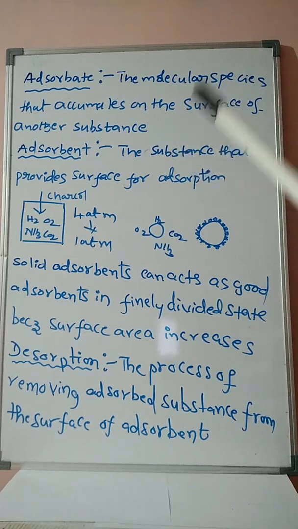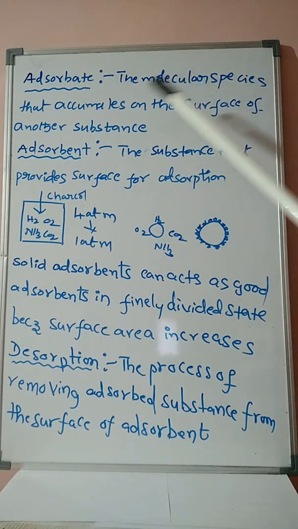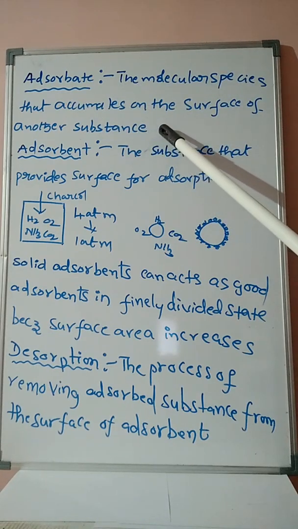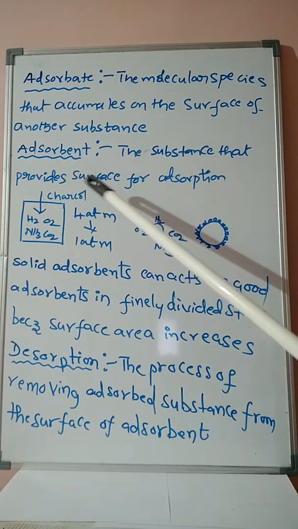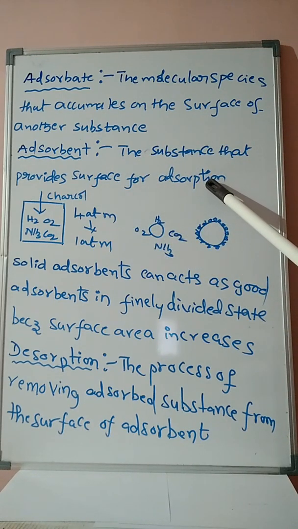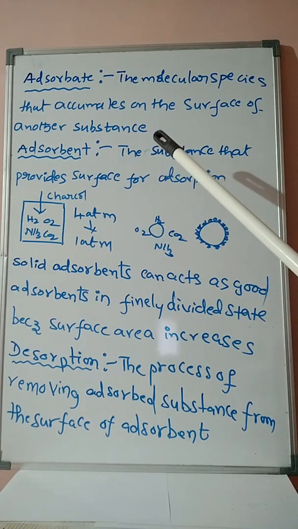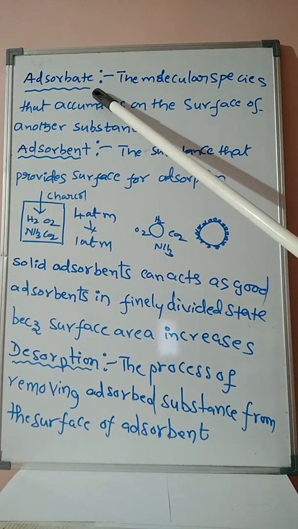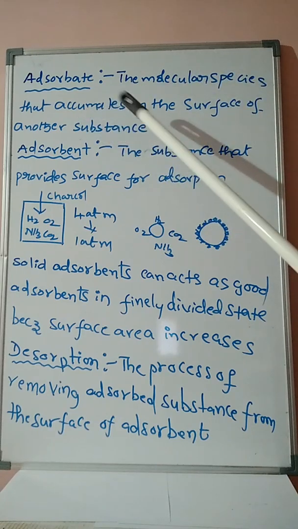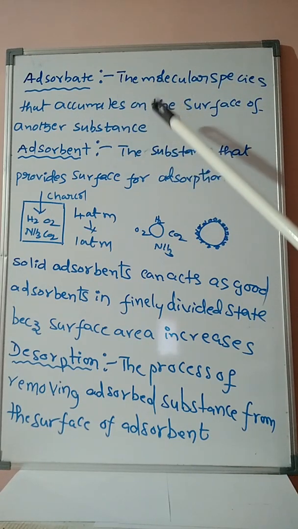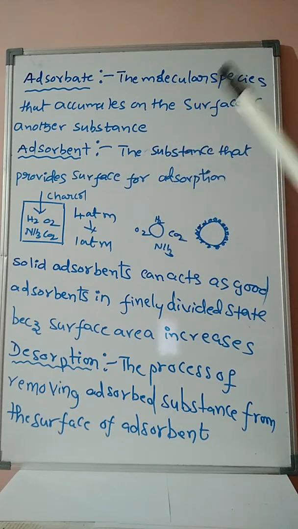Okay, next definition, student. Adsorbate. The molecular species that accumulate on the surface of another substance are known as adsorbate. The substance that provides surface area for adsorption is known as adsorbent. The adsorption process contains two components: one is adsorbate, the next one is adsorbent.